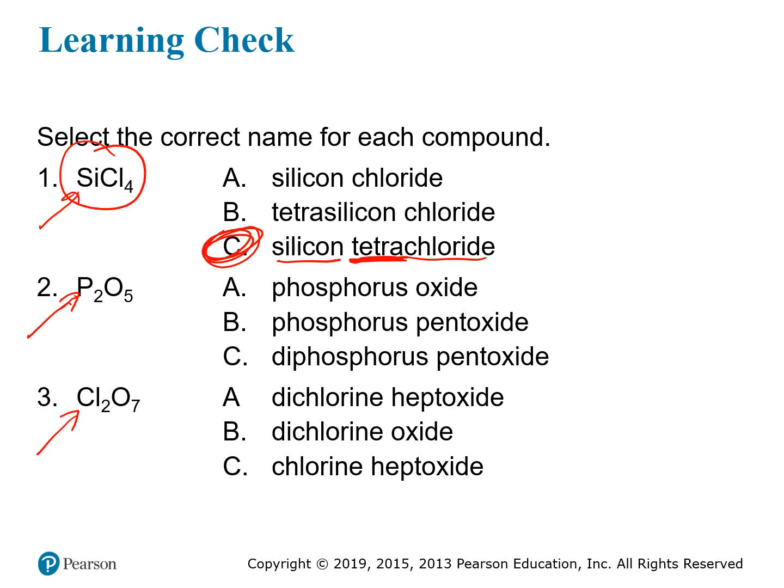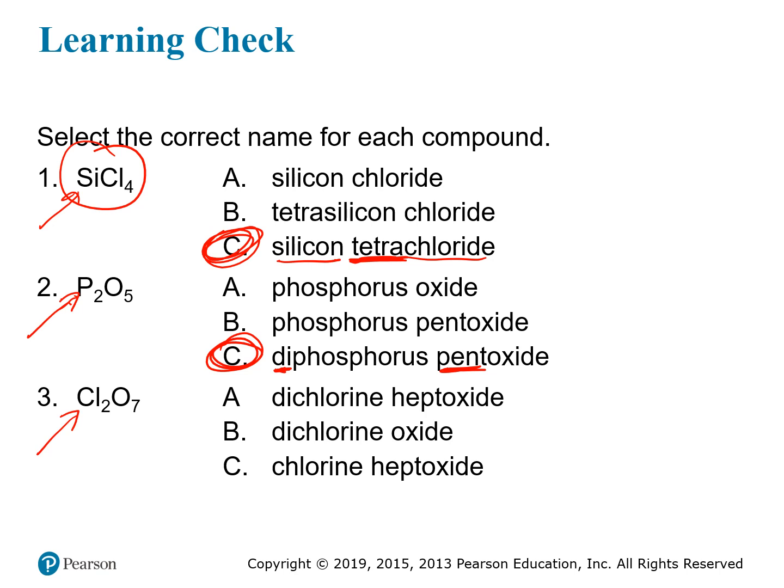In the second problem, we have P2O5. P is phosphorus, O is oxygen. Oxygen becomes oxide. P2 means there are 2 phosphoruses, and so the prefix for 2 is di, so it should be diphosphorus. And the prefix for 5 is penta, so it should be pentaoxide, which you'd blend into pentoxide. So here the answer is C again, diphosphorus pentoxide.